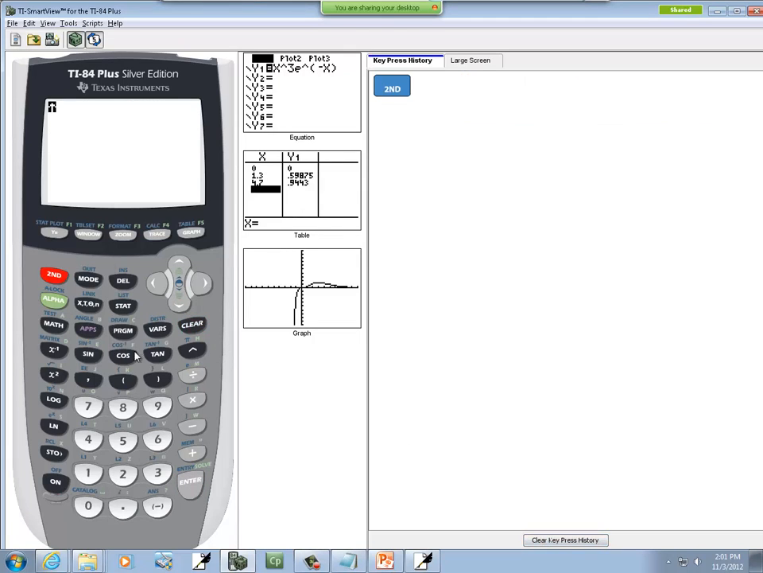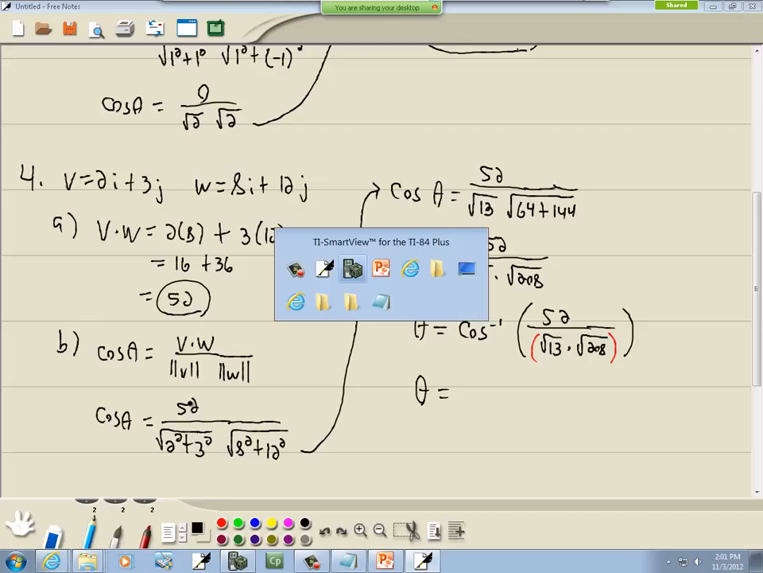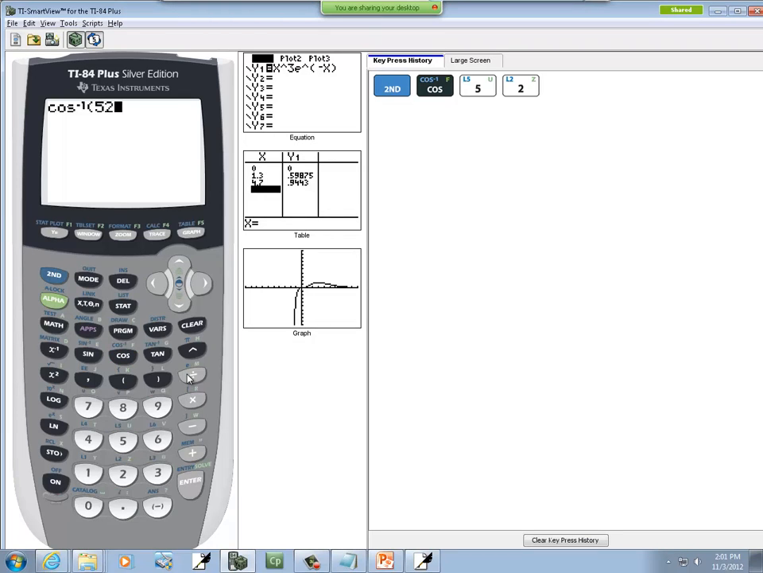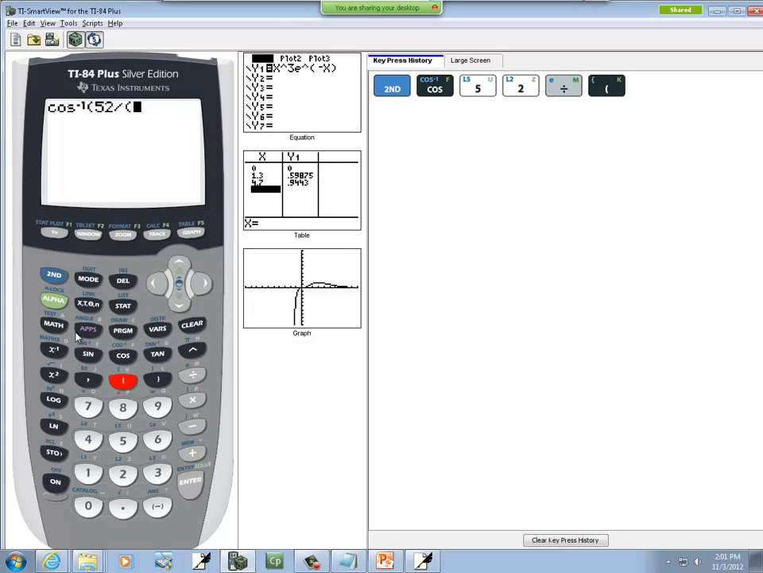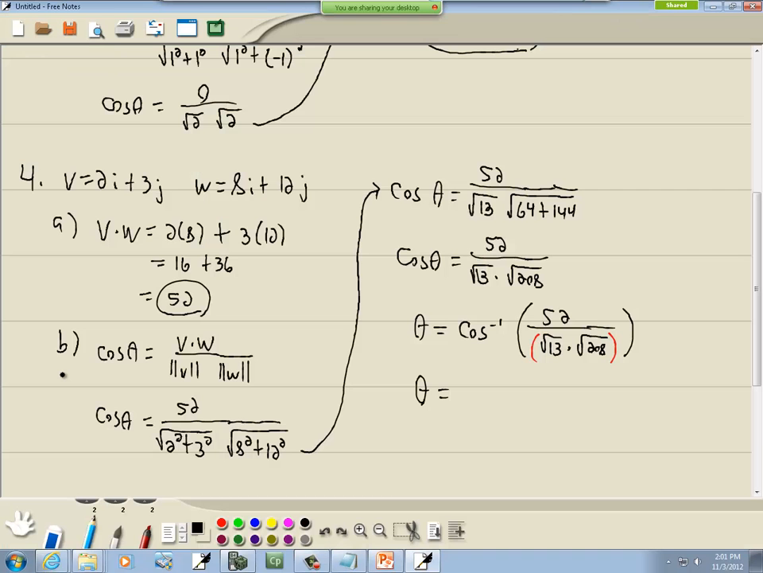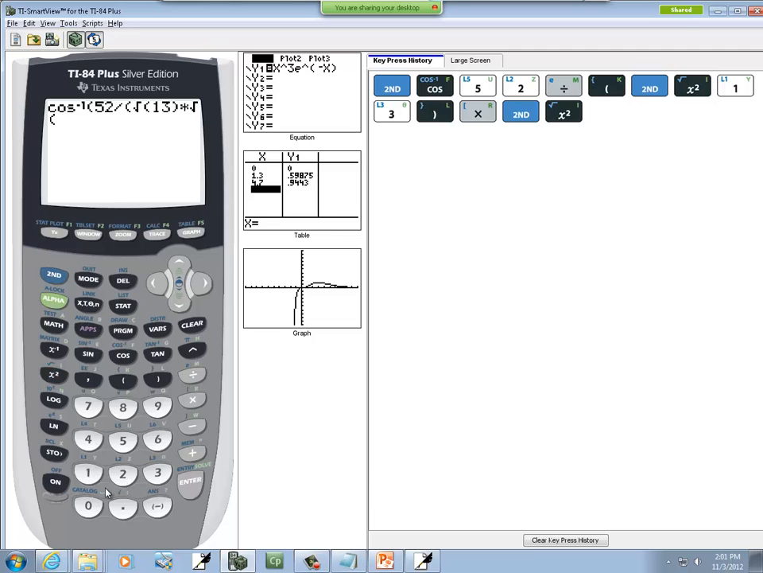So I'll do inverse cosine, 52, divided by, parentheses around the denominator, so beginning parentheses, square root of 13, second x squared, 13, closing parentheses on 13, times second x squared, 208, closing parentheses on 208, closing parentheses on denominator, closing parentheses on inverse cosine, and enter.